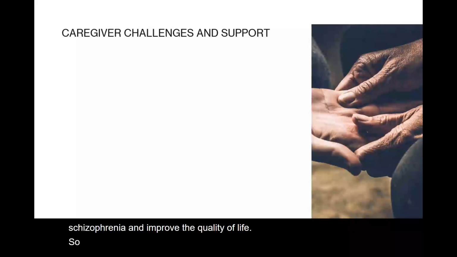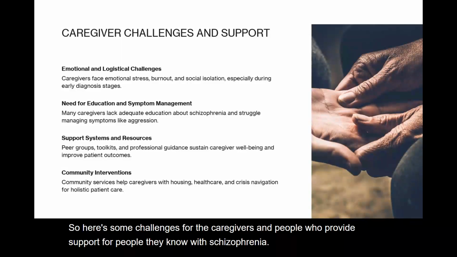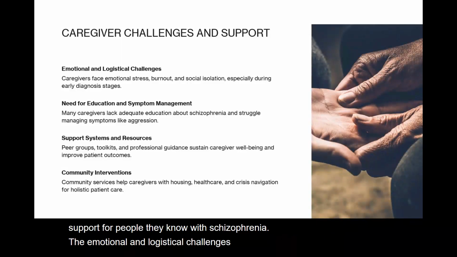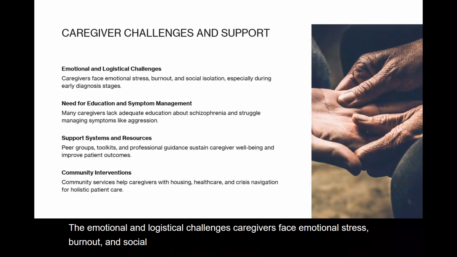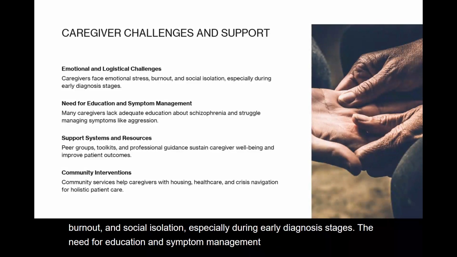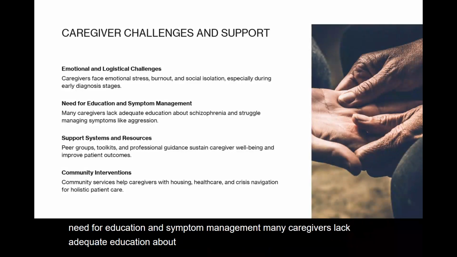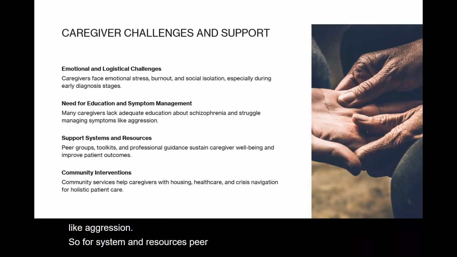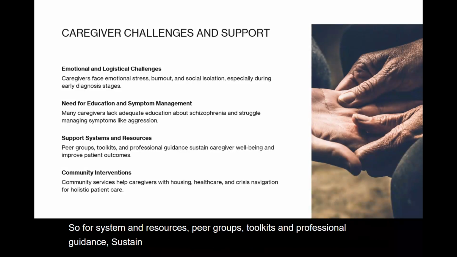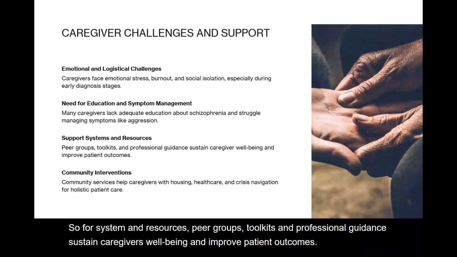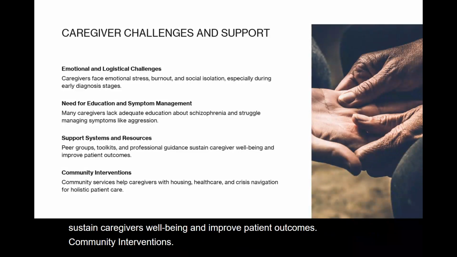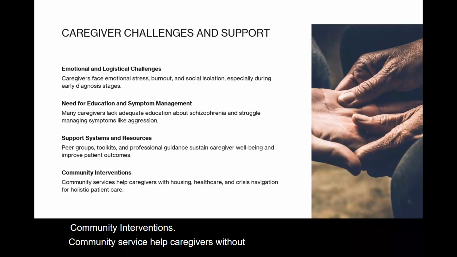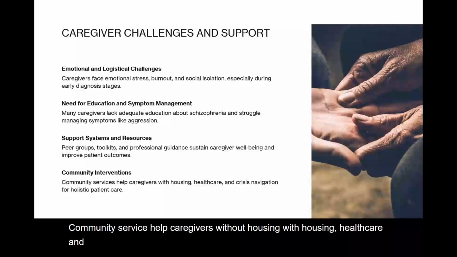So, here's some challenges for the caregivers and people who provide support for people they know with schizophrenia. The emotional and logistical challenges. Caregivers face emotional stress, burnout, and social isolation, especially during early diagnosis stages. The need for education and symptom management. Many caregivers lack adequate education about schizophrenia and struggle managing symptoms like aggression. Support system and resources. Peer groups, toolkits, and professional guidance sustain caregivers' well being and improve patient outcomes. Community interventions. Community services help caregivers with housing, healthcare, and crisis navigation for holistic patient care.